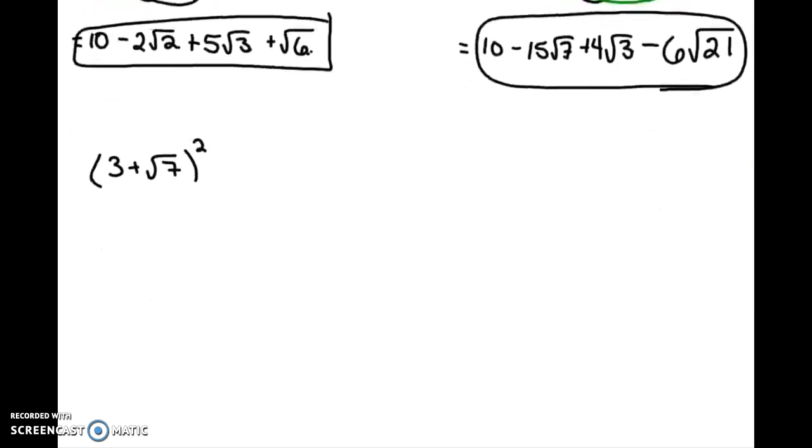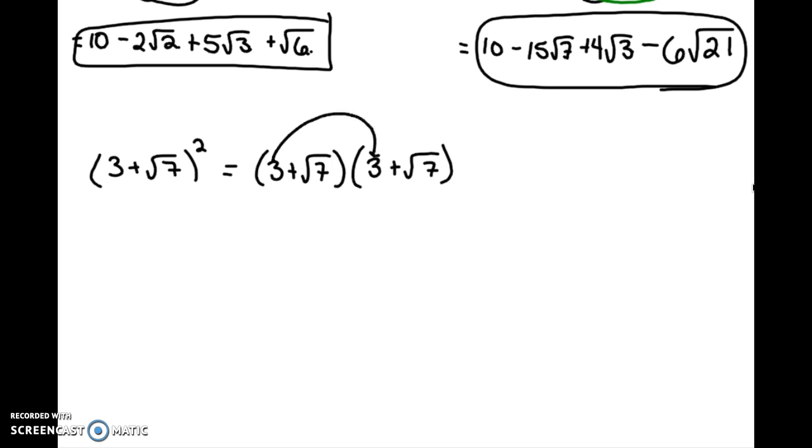And finally, I would like you to add this: parenthesis of 3 plus square root 7 squared. Remember, when we're squaring something, it means that we're going to multiply it by itself. And then we set about to multiply, following multiplying rules.